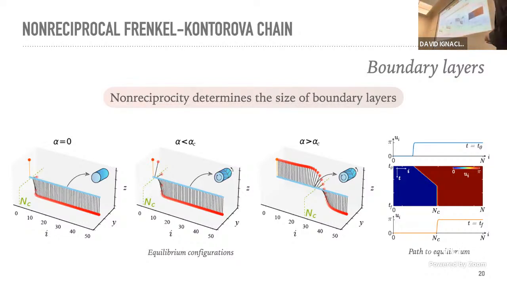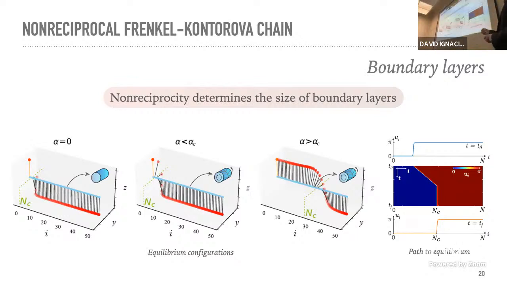So here I show the equilibrium configurations for different values of the non-reciprocity parameter, okay? In the case in which this alpha parameter, the non-reciprocal parameter, is small, we observe what I call small boundary layers because they are formed by only a few pendulums. However, when you cross a critical value that corresponds with the convective stability, you observe that a lot of pendulums are part of the boundary layer. Okay, this is the equilibrium position.